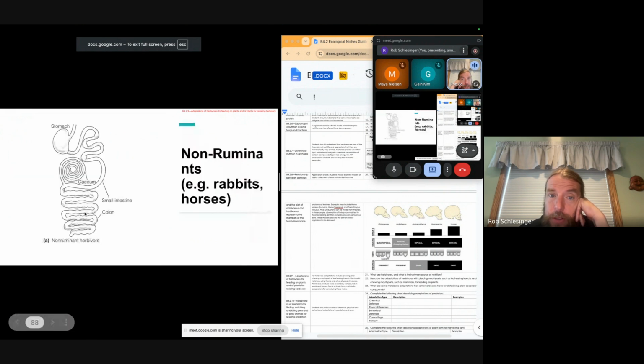And this is so different than what you'd see in a non-ruminant. So like you and I just have one stomach, right? We don't have these four-chambered stomachs.